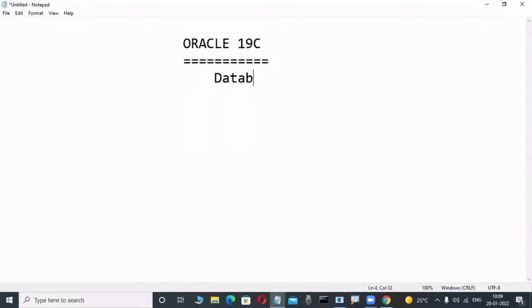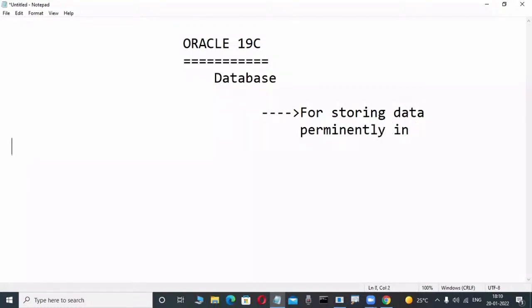Don't write anything. Just observe here. Database. But what is the purpose of these database products? Everyone knows. Whenever we install these database products in our system or at the company, what is the main purpose? For storing data permanently in secondary storage devices. Secondary storage devices means maybe hard disk. Okay, secondary storage devices.